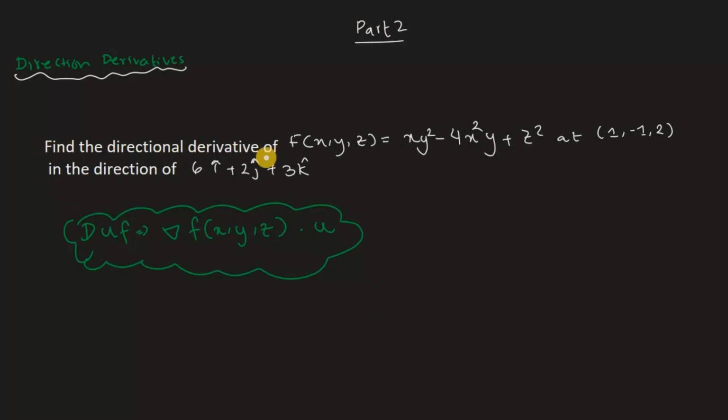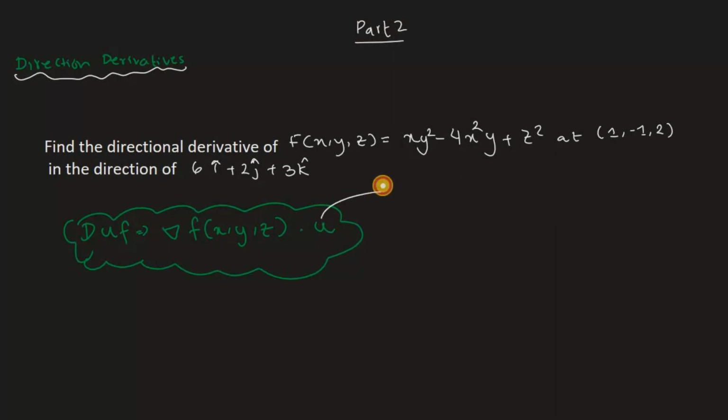So in here we're finding the directional derivative of the given function at the point (1, -1, 2) in the direction of a given vector. From part 1 you know that this is the equation to find the directional derivative. First we find the gradient vector and then we dot product it with the unit vector.